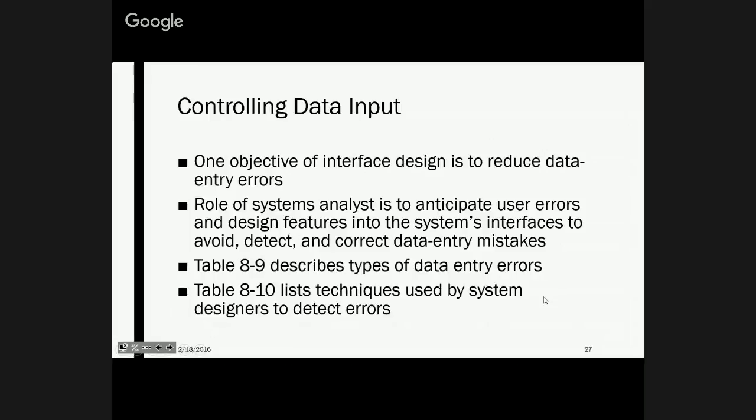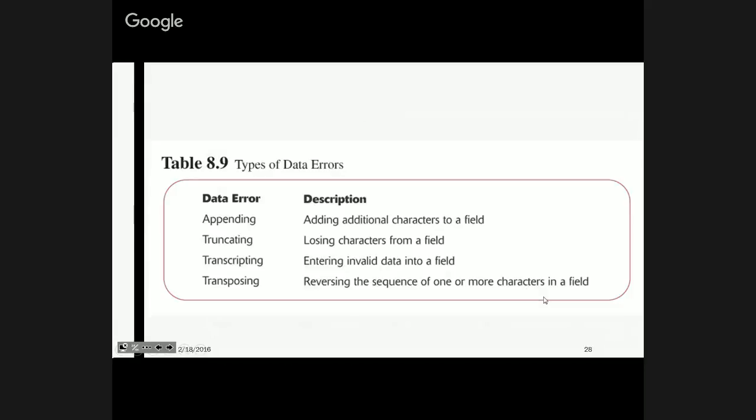So the next table, and then we'll have a couple things. Types of data errors: adding additional characters to a field, losing characters. Transcription is going to be the big one. You just enter invalid data into it. Reversing the sequence of one or more characters in a field. That's like fat fingering it almost, right?